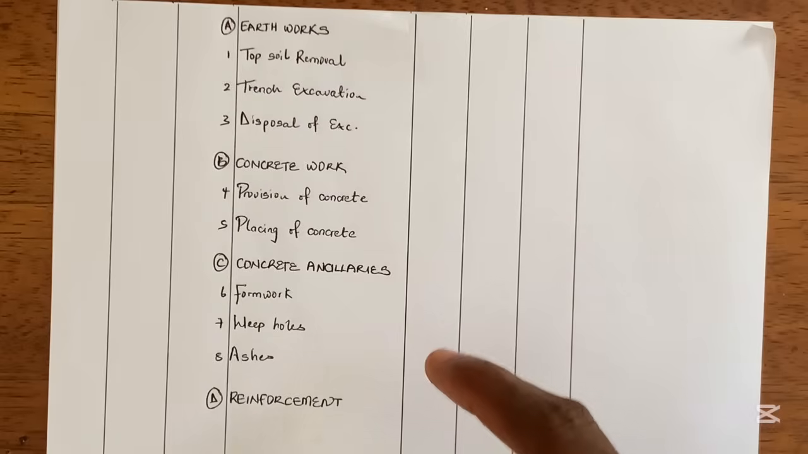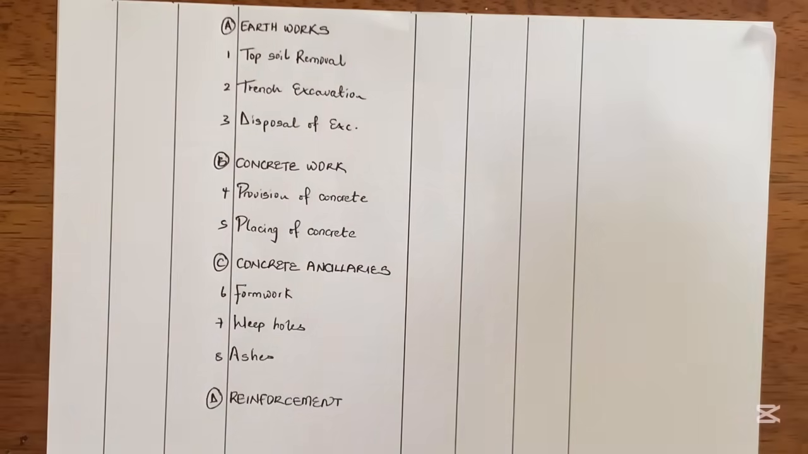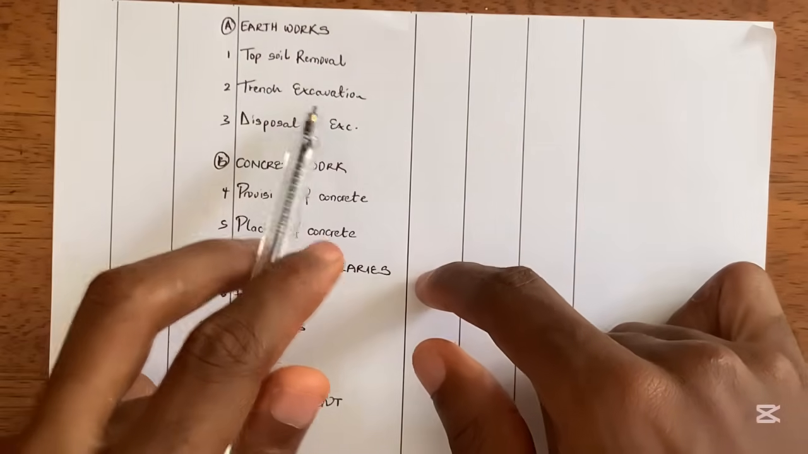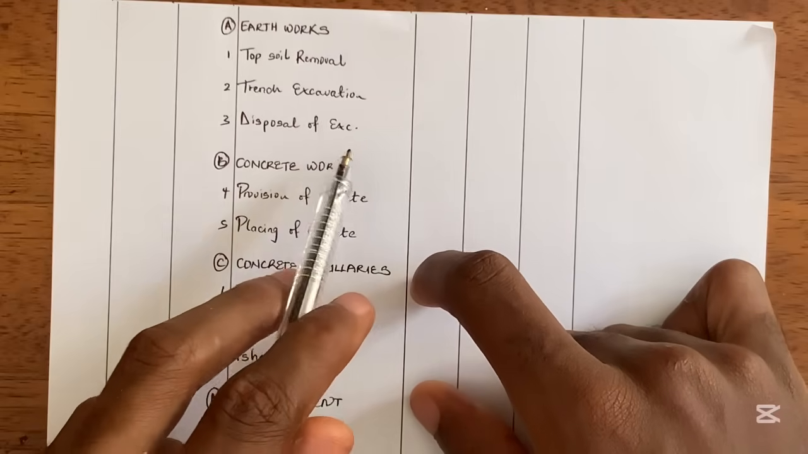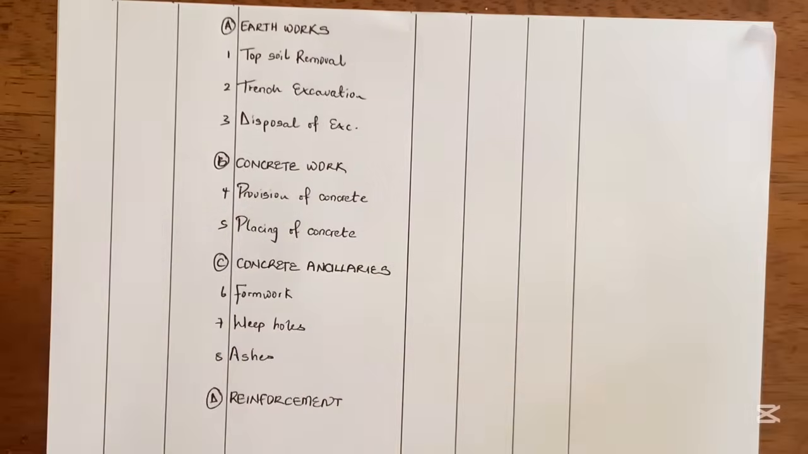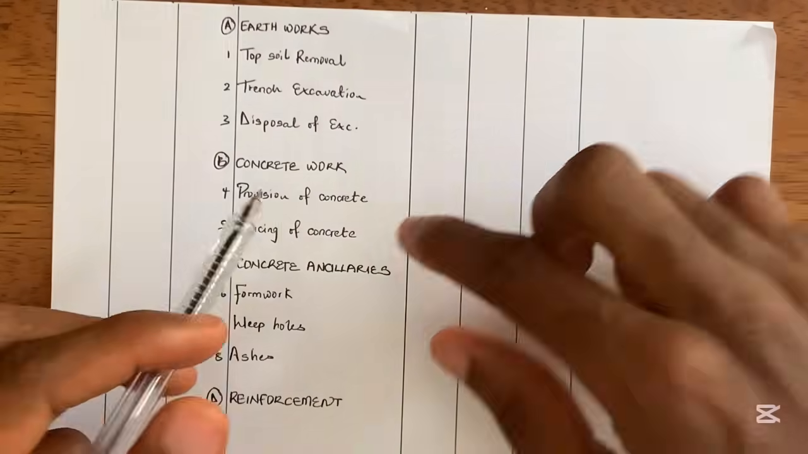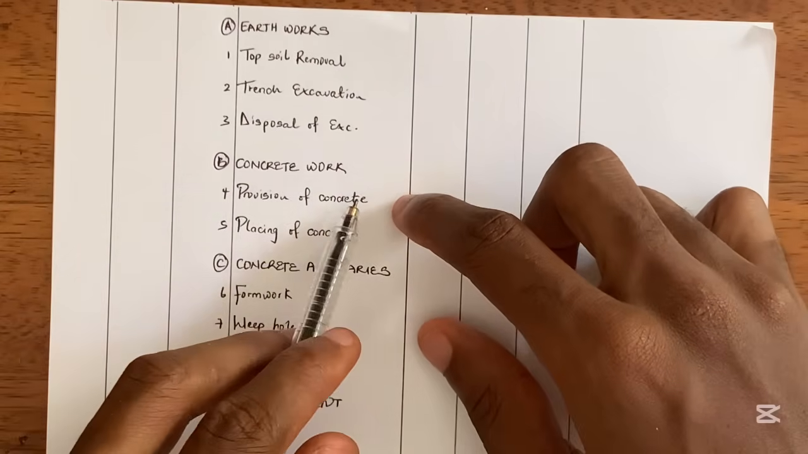So you can see we also have trench excavation here, similar to building work. And then after all your excavations, you are now going to dispose of the excavation. So disposal of excavation. There are similarities between civil engineering works and building works. The next one now is the concrete works.